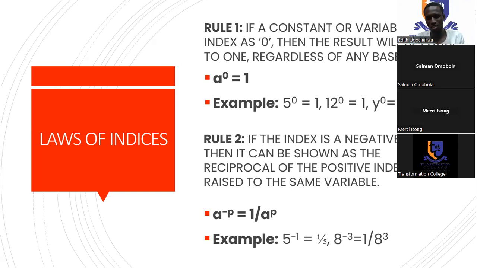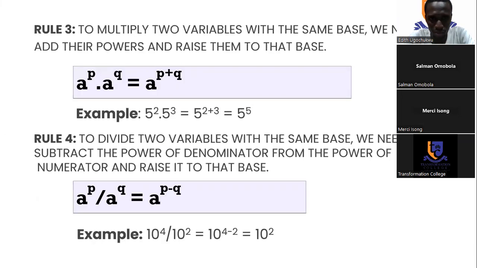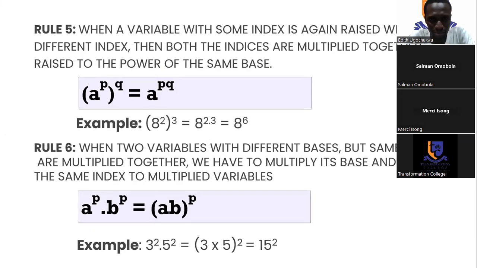So this is as a result of the ability to express numbers in a simpler form, rather than us simplifying them step by step. And this has made it easier. So you can see the next law.